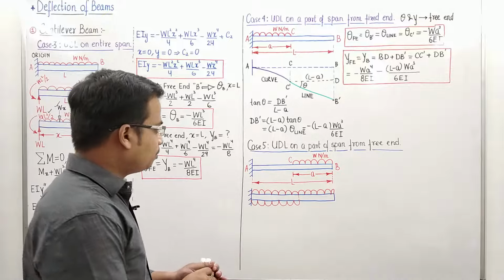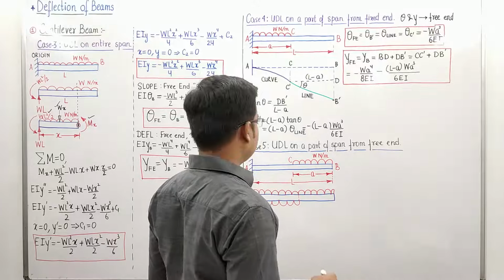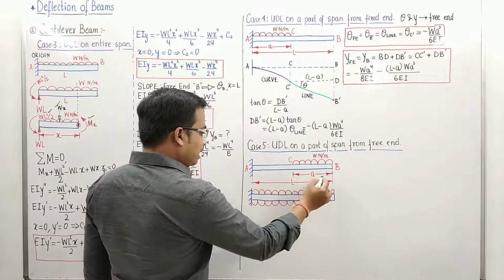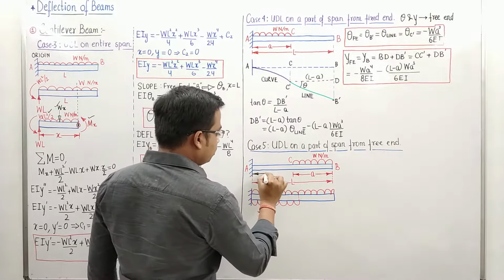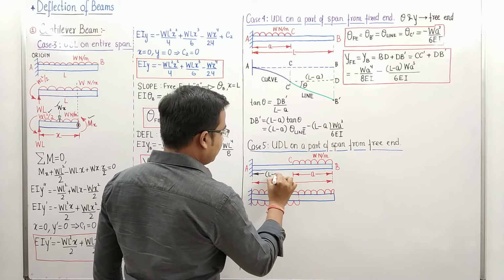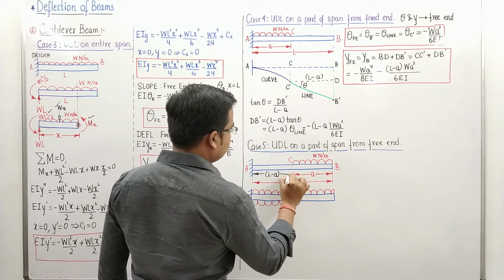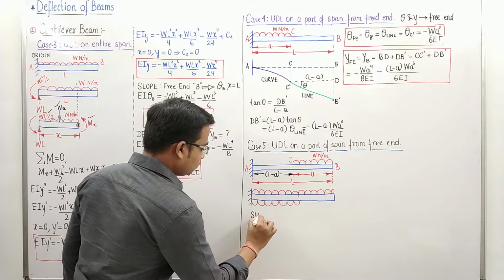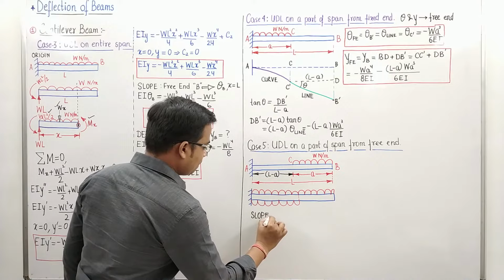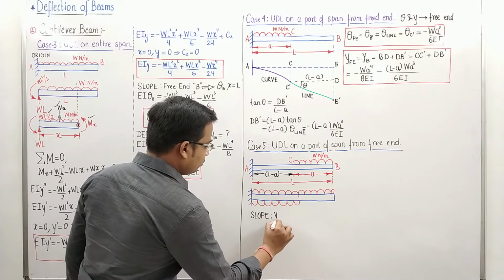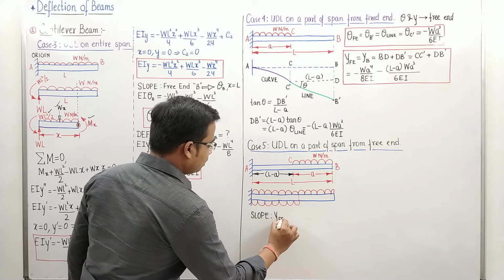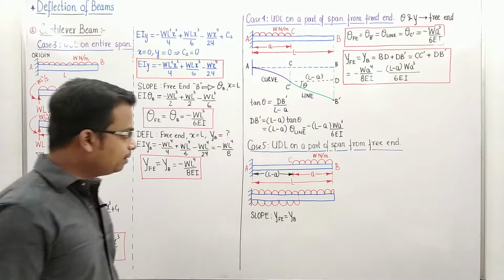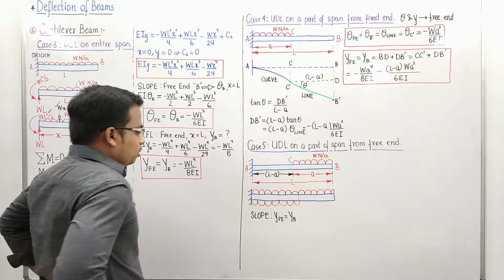Okay. Let's do the slope analysis first. Let's do for slope. If this is L, so obviously this much is going to be L minus A. So let's do this for slope first. Slope at the free end. When we talk about free end, we are talking about end B because that's free. Right? Now how do we do it?